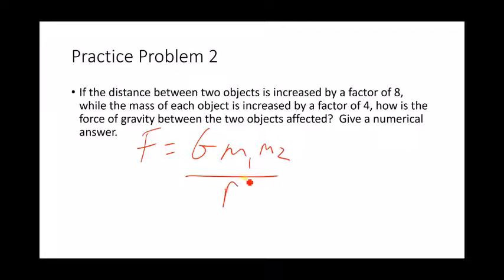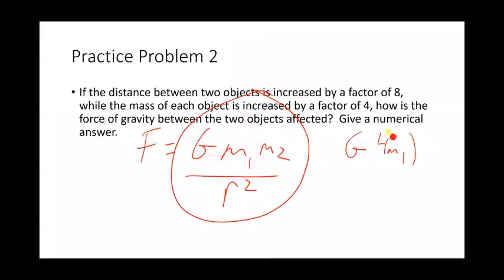And this is what it looks like. G is the gravitation constant, so that's always the same. If we say this is the original force, what we're doing in the new problem is, G doesn't change. We're increasing M1 by a factor of 4. We're increasing M2 by a factor of 4. We're increasing the distance between the two objects by a factor of 8. Well, that has to be squared, so we've got to have 8 squared here on the bottom.